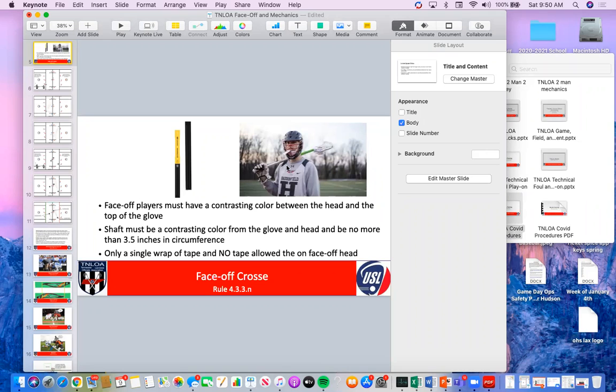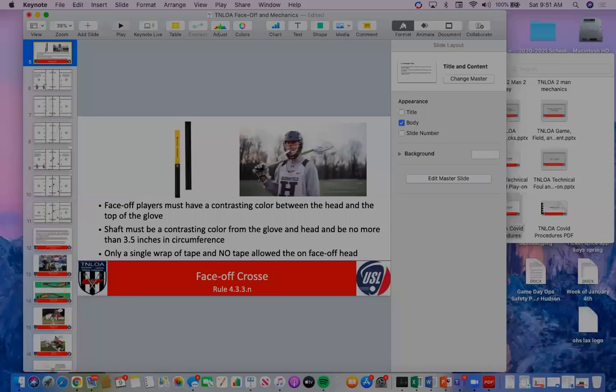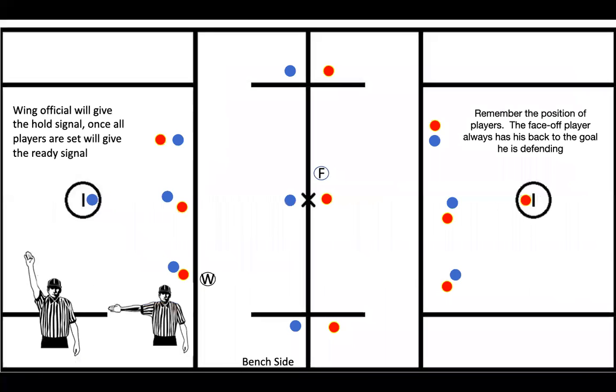Ken supplied the three-man mechanics document on US Lacrosse, the URL for it. It's in the chat if you would like to check that out. The three-man mechanic and the two-man mechanic documents are both available on the US Lacrosse main page of the website. Under the officials tab, when you first go to US Lacrosse, you go to boys game, you click officials, and then resources and documents, and that's where you'll find those free documents for you.